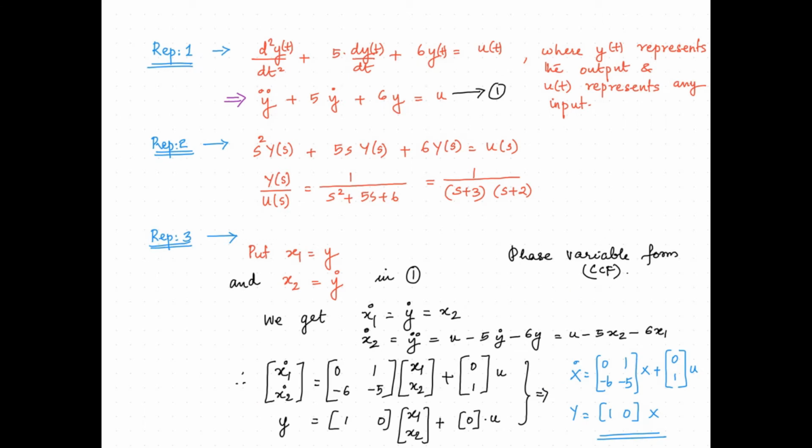Some numerical examples are given here to demonstrate the various forms of system descriptions as mentioned in the previous slide. First, we have the time domain representation where y and u are output and input respectively and they are functions of time. Here we can see that system representation will be y double dot plus 5y dot plus 6y equal to u. Next, we have the frequency domain representation for which we take the Laplace transform of equation 1. This gives the transfer function of the system.